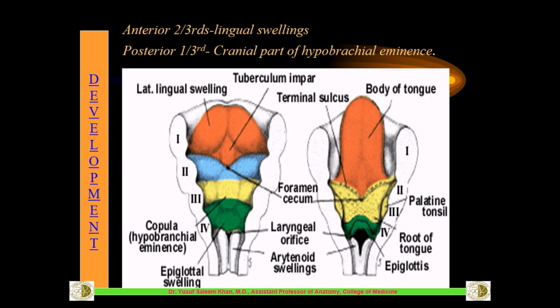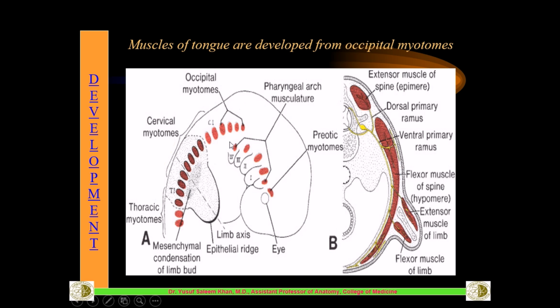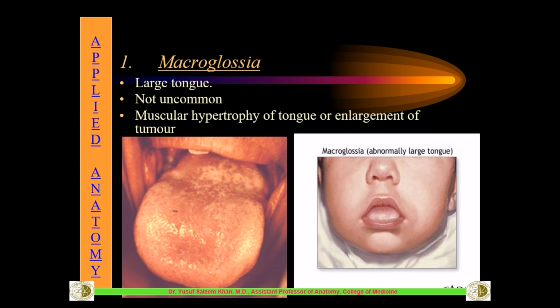And this is about especially the mucosa. The muscles are developed from something called the occipital myotomes. This is the embryo, and these are the occipital myotomes which are present here. These are the cervical myotomes, and these are the occipital myotomes. The occipital myotomes will migrate, and they will form the musculature of the tongue. We'll discuss this in detail when we discuss the embryological part.